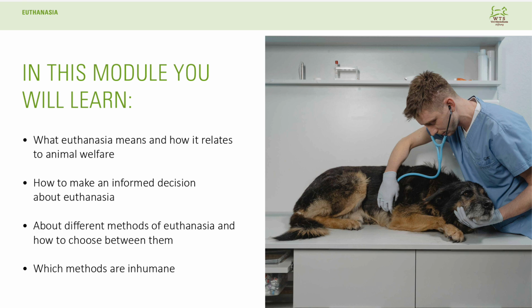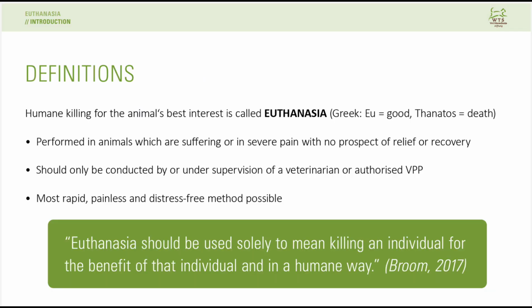You will also learn how to make informed decisions about euthanasia, explore the different methods available, and choose the most appropriate one, and understand which methods are considered inhumane. Euthanasia is the humane killing of an animal in its best interest. It is performed when an animal is suffering or experiencing severe pain, with no realistic prospect of recovery or relief.